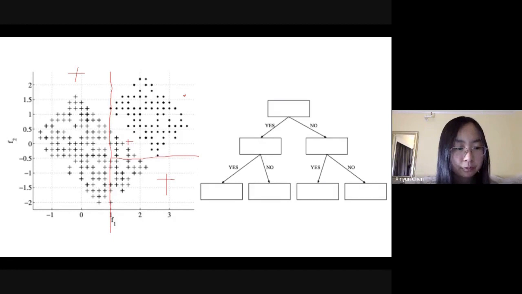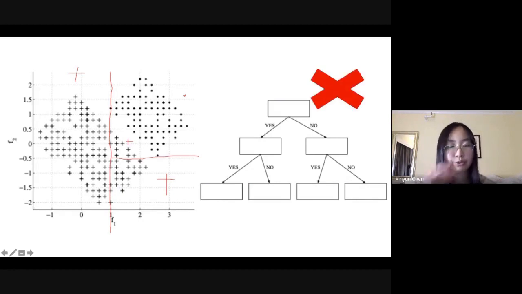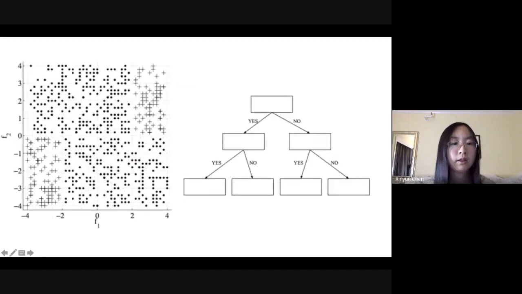Therefore, for this question, the answer is that we cannot do it with this decision tree. Then let's take a look at the third decision tree.